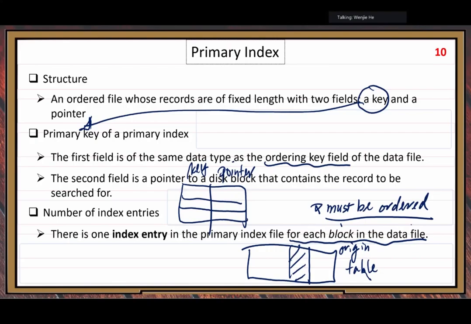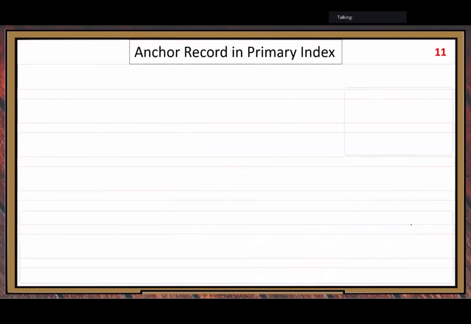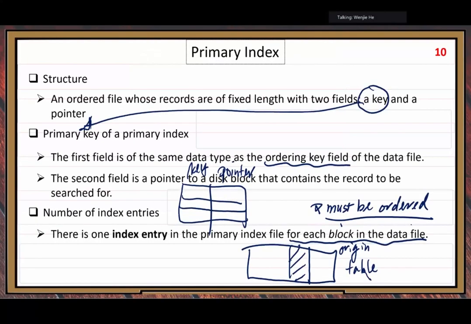In one disk block, you can store many index entries. So there is the anchor record in the primary key. This new slide, I think I should not go to, because there is too much to digest. Let's just stay in this slide to complete it. But I need to prepare for the next class.